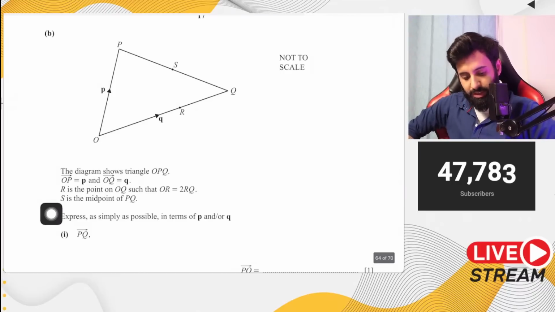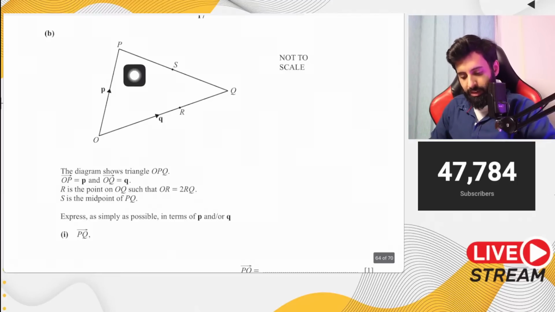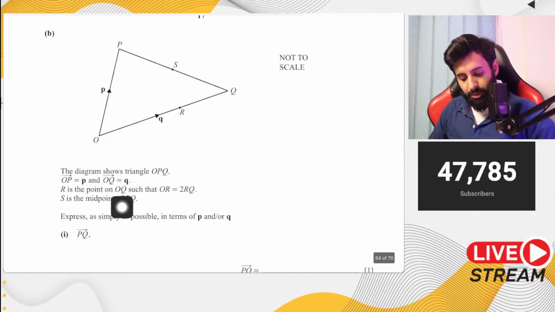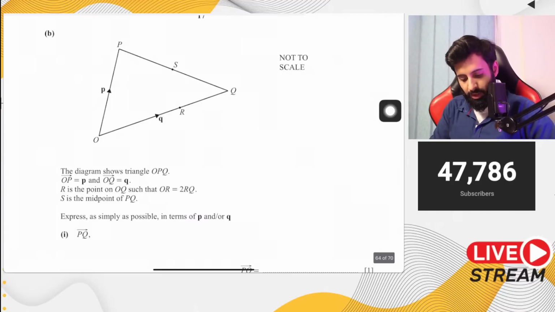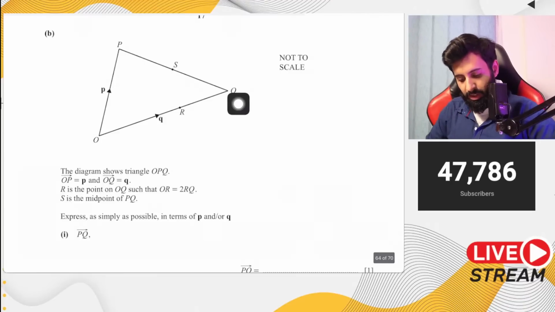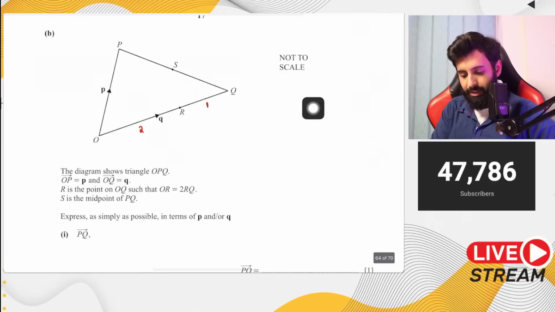Now, when you're reading this question in the exam, don't just read it and move on. Make sure that you're also looking at the diagram simultaneously and you try and make sense of as much information as possible. So, R is the point on OQ such that OR is equal to twice of RQ. That means if this is 1, this is 2. More about this later on.